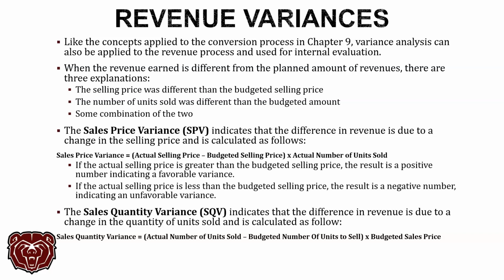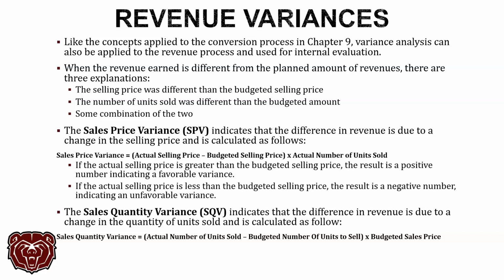So the first variance we have is the sales price variance, the SPV. This indicates that the difference that you get in revenue is due to the change in the selling price, right? We calculate it as such. You take your actual selling price, you reduce it by the budgeted selling price, and multiply that times your actual number of units sold, okay? So just like a gain, it's your proceeds less your book value, right? So this is actual less budgeted times the number of units.